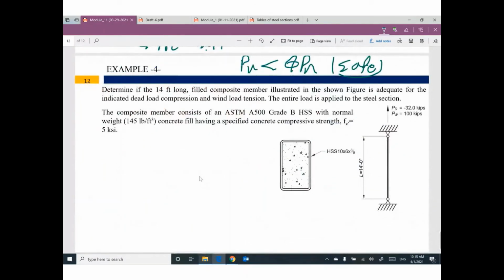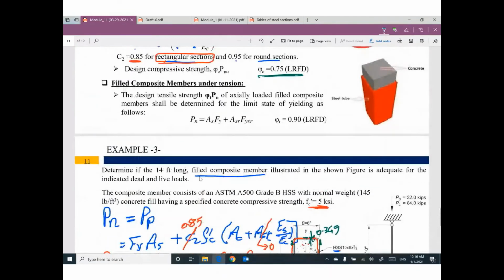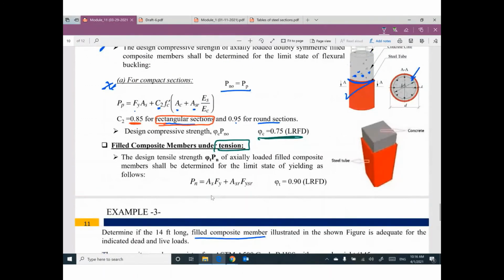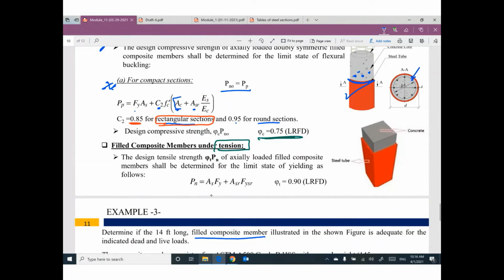Anyway, what will happen if this filled column is under the effect of tension? What do you think? The same idea. I think the area concrete term will be cancelled. So the equation will be area steel F yield plus area steel reinforcement F yield reinforcement. That's all. And your phi becomes 0.9.